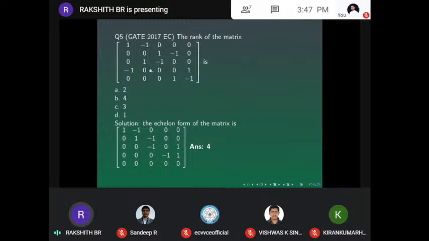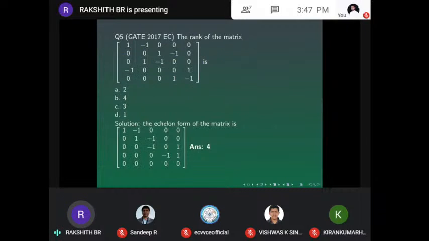If you do that, you can see that the echelon form of the given matrix is as follows. From this, you can conclude that the rank is 4, because the number of non-zero rows here is 4. So this completes problem number 5.